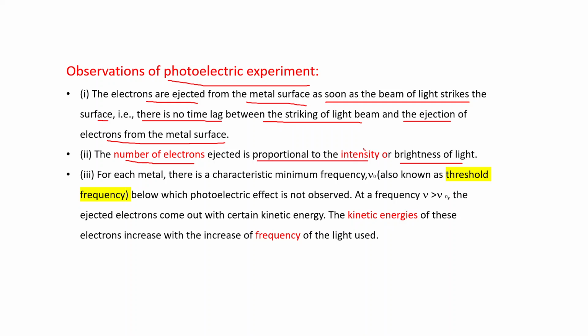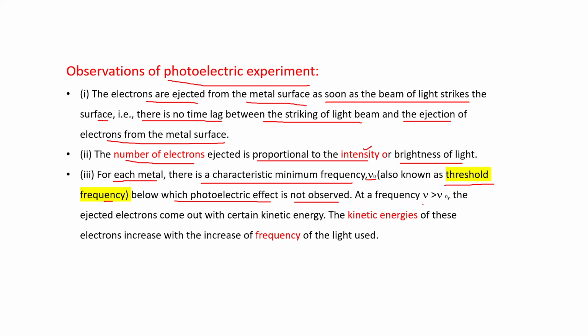We can say this intensity is represented by the amplitude. We can say the number of electrons ejected is proportional to the amplitude of the light. For each metal, there is a characteristic minimum frequency, and that is known as nu naught or nu zero, also known as threshold frequency, below which photoelectric effect is not observed.